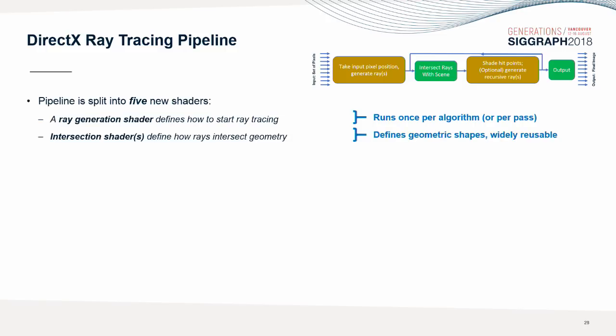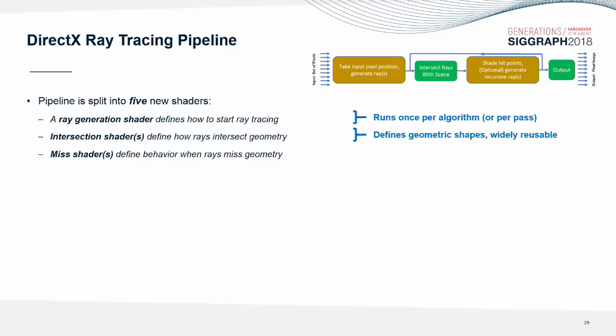Then there's a new shader stage called an intersection shader. This defines how rays intersect the geometry. How do you intersect a ray with a triangle? How do you intersect a ray with a sphere? How do you intersect a ray with a Bezier patch? You do that by writing different intersection shaders.